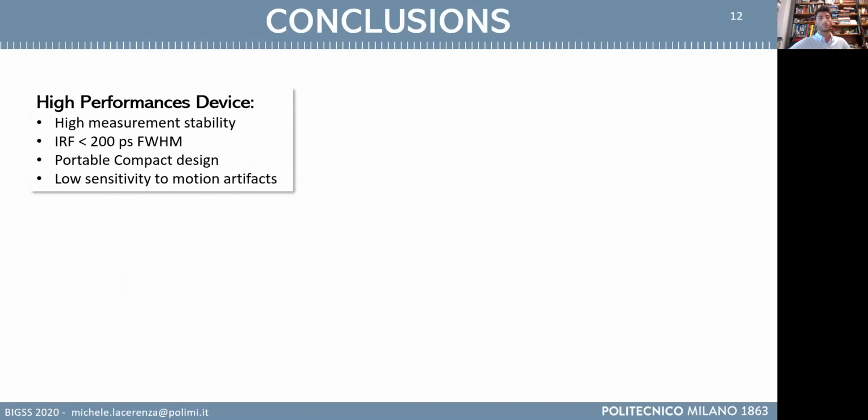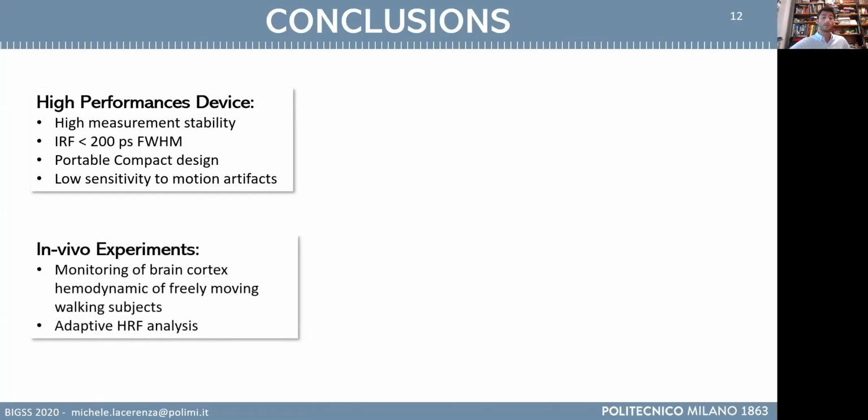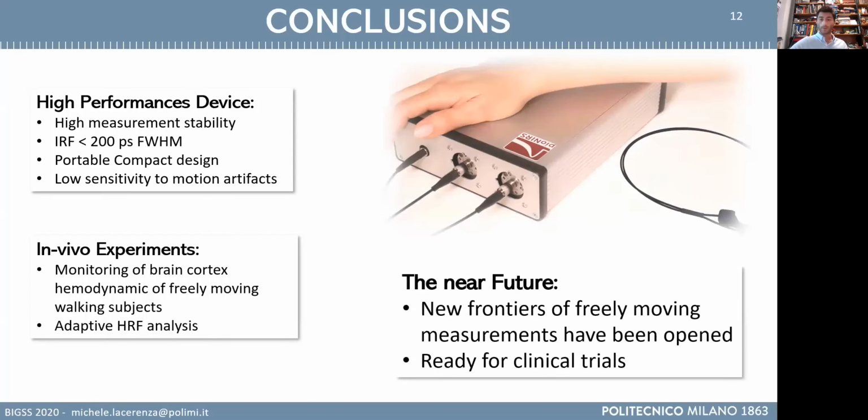As conclusions, we developed a high-performance device with very interesting features, being portable and compact with low sensitivity to motion artifacts. We managed to make the first in vivo experiment with freely walking subjects, and we applied the adaptive hemodynamic response function algorithm and its analysis on the average of the subjects and repetitions. We are hoping in the near future to open new frontiers in 3D moving measurements in more ecological conditions for the subjects, and we are getting ready for clinical trials.